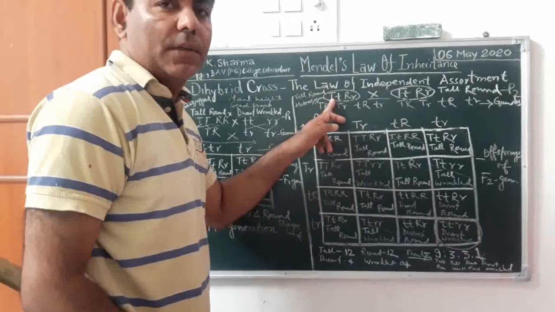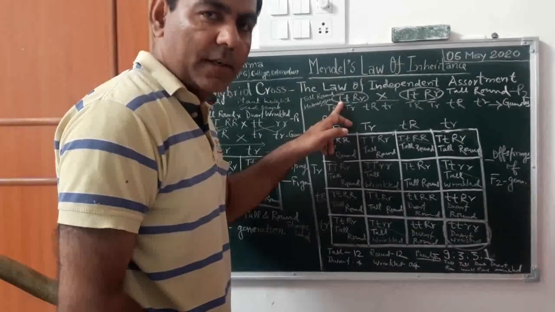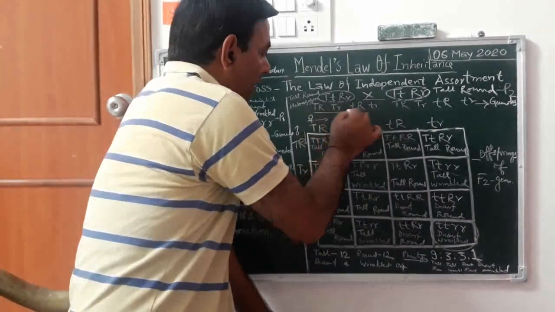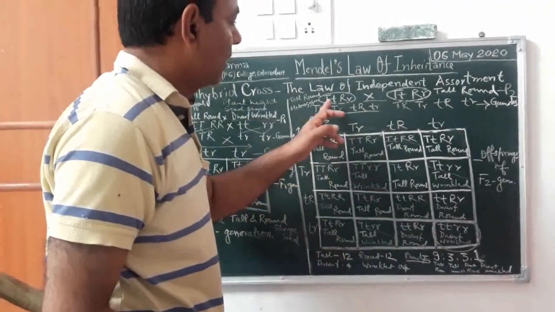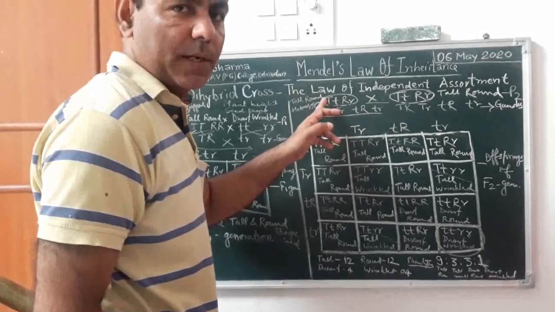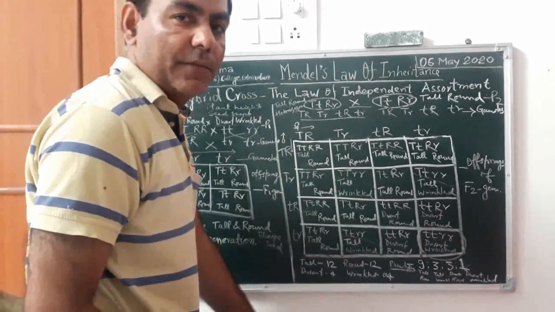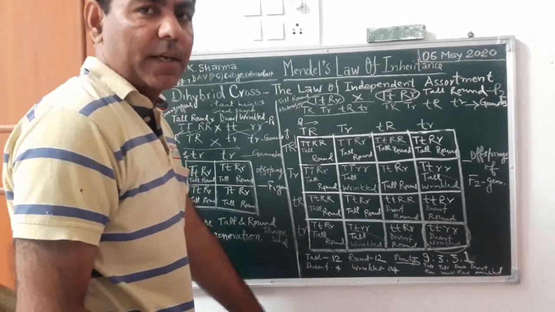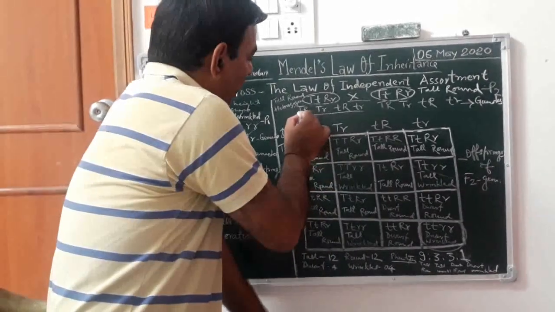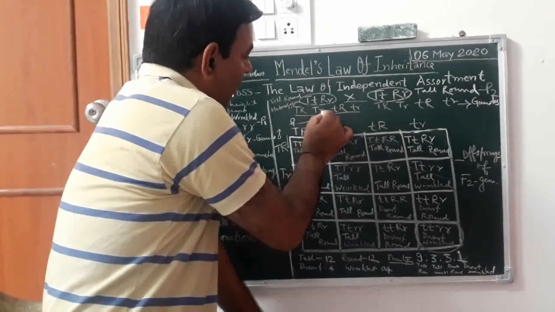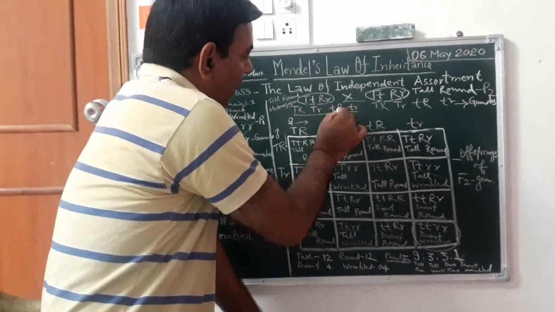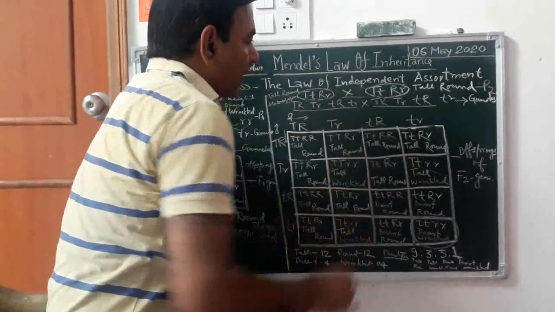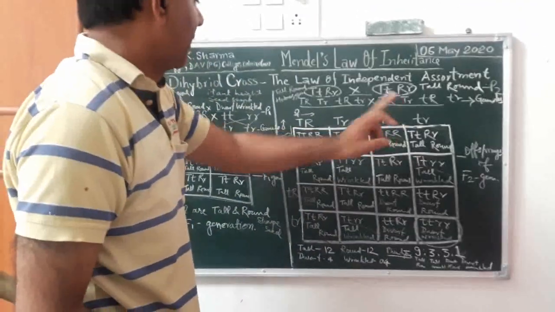They are now not in homozygous condition, they are in heterozygous condition, and they will form four types of gametes. In the F2 generation, if the parents are heterozygous in a dihybrid cross, they will form four types of gametes: capital T capital R, capital T small r, small t capital R, and small t small r. In the same way, gametes will be formed by the other parent.